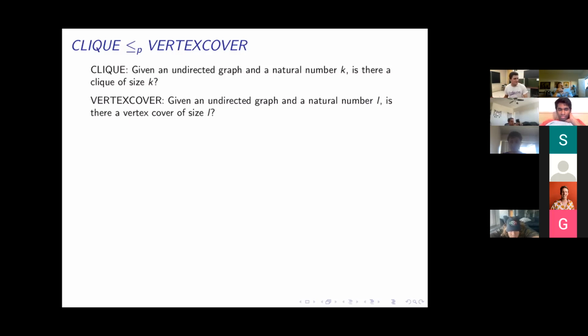So you can maybe see where this is going, where there's sort of some complement property going on here. But that's what it means to be a vertex cover. And so I'm going to take an undirected graph and a natural number K and produce for you an undirected graph and a natural number L, such that the new graph has a vertex cover of size L, if and only if the old graph has a clique of size K.